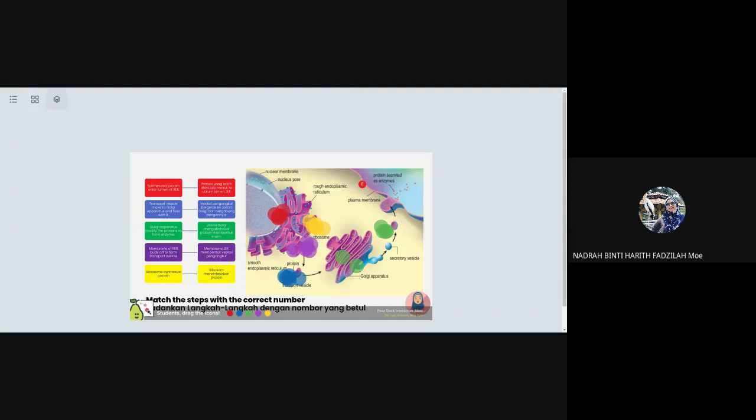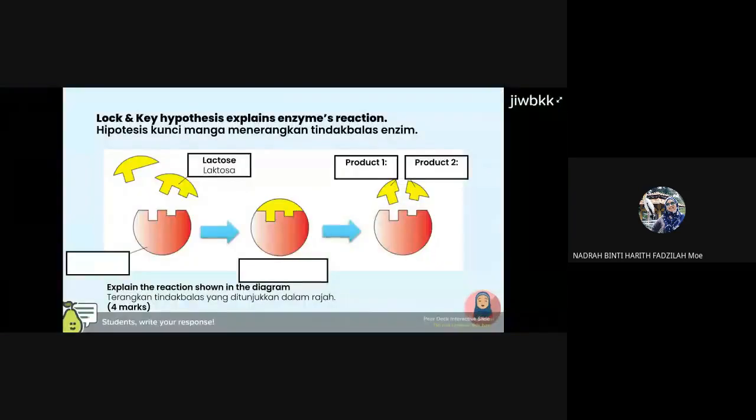Sekarang ni anak-anak, kita tadi dah tengok formation of extracellular enzyme dan juga lock and key hypothesis. So saya nak uji sedikit mengenai lock and key hypothesis balik, lock and key model balik. Okay, can you explain the reaction shown in the diagram? Macam mana kalau kita diminta untuk jawab soalan menerangkan hipotesis kunci dengan mangga ni? Tadi kita label saja kan? Can you explain step by step the reaction shown in the diagram?